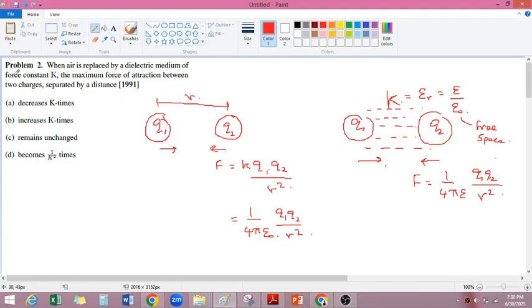Actually, this is not force constant, it is just simply dielectric constant. Force constant is for a spring. So we will not say force constant in a dielectric medium. So epsilon is nothing but epsilon naught into epsilon r. So that means 1 by 4 pi, epsilon can be replaced with epsilon r into epsilon naught.